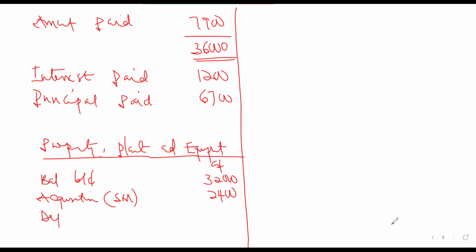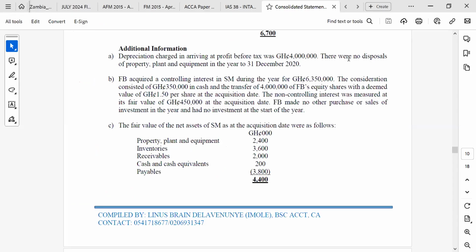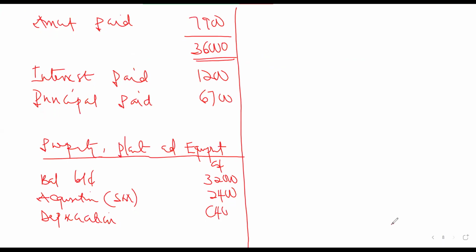Okay, we have disposal, depreciation. Disposal. Okay. Depreciation. There's no disposal during the year. The question has stated that there's no disposal of PPE during the year. So there were no disposals for property, plant, and equipment in the year. But what is the depreciation figure? 4,000. Okay. So depreciation will be reducing this. What is our supposed PPE figure?